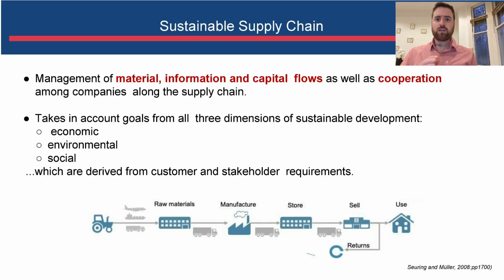As we can see, supply chains include tasks from raw materials until the final logistics to the customer, depending, of course, on the company. Other definitions also include reverse logistics. Now, if we want to talk about sustainable supply chain, we have to incorporate the triple bottom line in the definition. So the final definition is: sustainable supply chain management is the management of the material, information, and capital flows, as well as cooperation among companies along the supply chain, while taking goals from all three dimensions of sustainable development, economic, environmental, and social, into account, which are derived from customer and stakeholders' requirements.